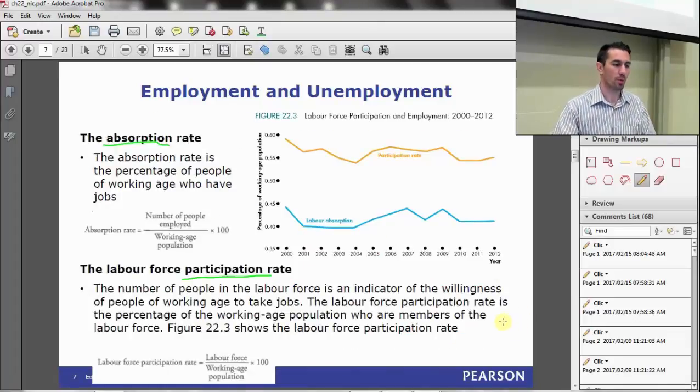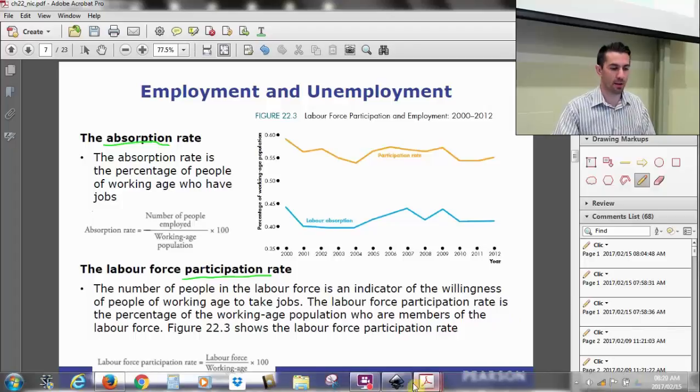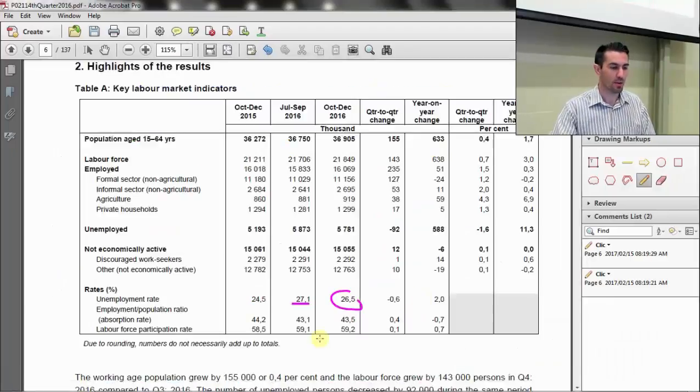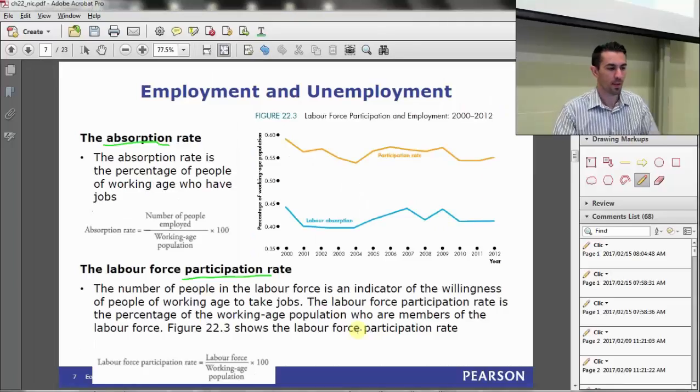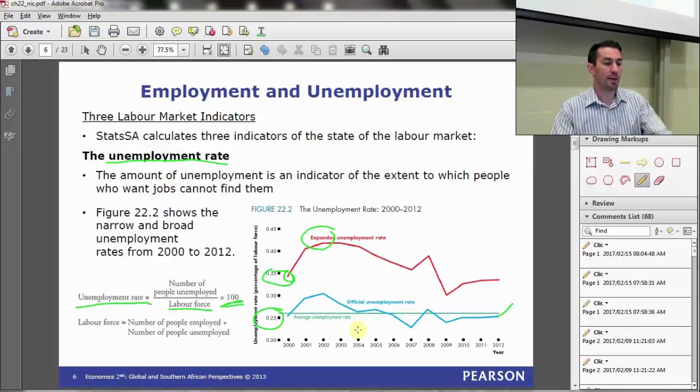Same with our absorption rate, same with our participation rate. All those figures are available. Our absorption rate is around 44%. Participation rate around 60%. Sorry, how do we calculate these things? Here are our equations. Those are equations you just need to learn. Yeah?